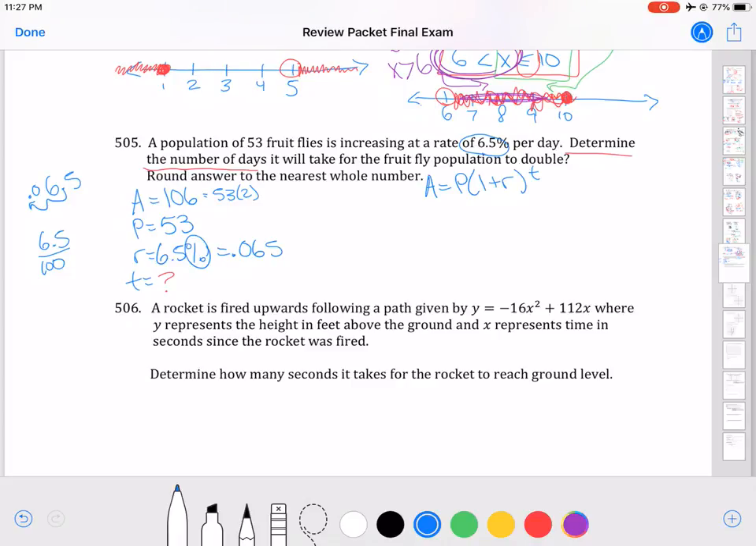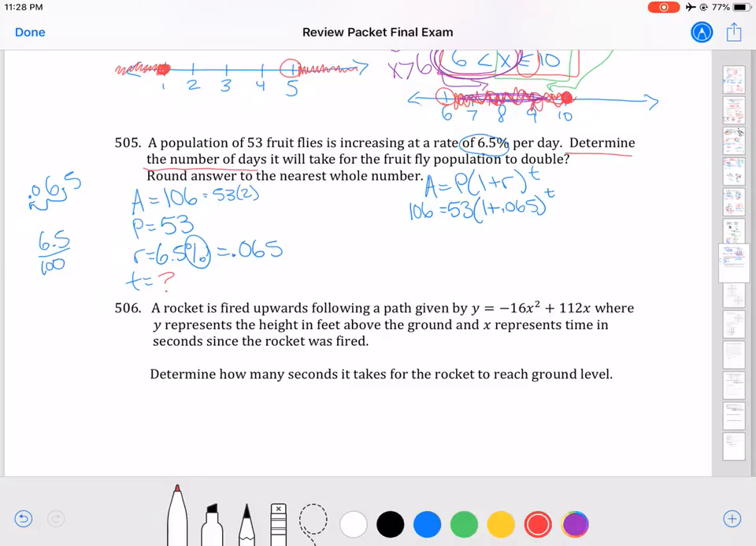So now that I have my information filled out over there, I know I need to solve for T. I'm going to plug in all my information. So 106 gets plugged in for A. That's going to be equal to P, which is 53, times 1 plus 0.065, and I leave the T up there in the exponent. If you don't like T because it kind of looks like a plus sign, you can use an X instead. That's perfectly fine.